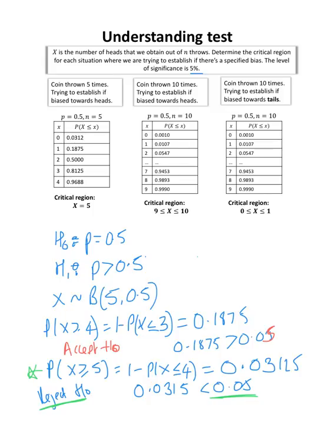So, there is only one value. Therefore, our critical region is x equals 5, that is, greater or equal to 5, and we just worked out less than or equal to 4. So, our critical value here is 5.